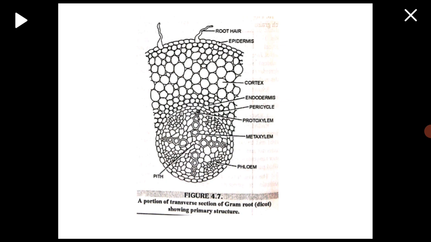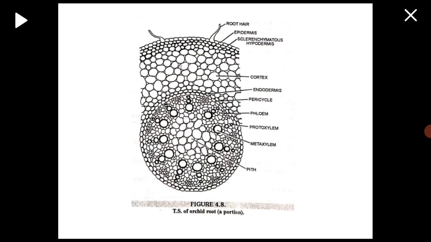Pericycle is single-layered, consisting of thin-walled cells. Vascular bundles are radial. The xylem and phloem strands are arranged on alternate radii, intervened by parenchymatous conjunctive tissue. The xylem is exarch. Protoxylem faces towards the periphery. Number of xylem strands is 4, meaning tetrarch. Pith is very small and parenchymatous.